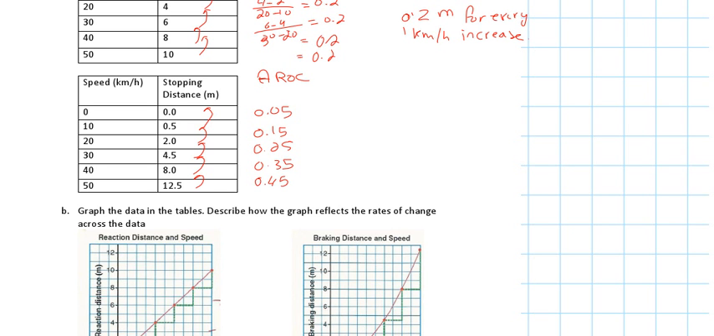So in this case, you see that the average rate of change is not constant. It's increasing average rate of change. So this is not going to be a linear function.